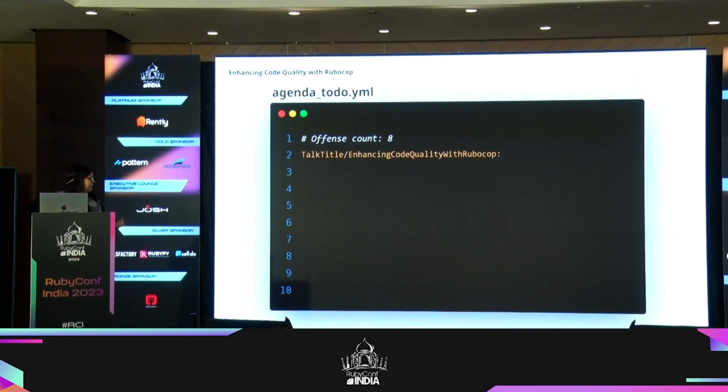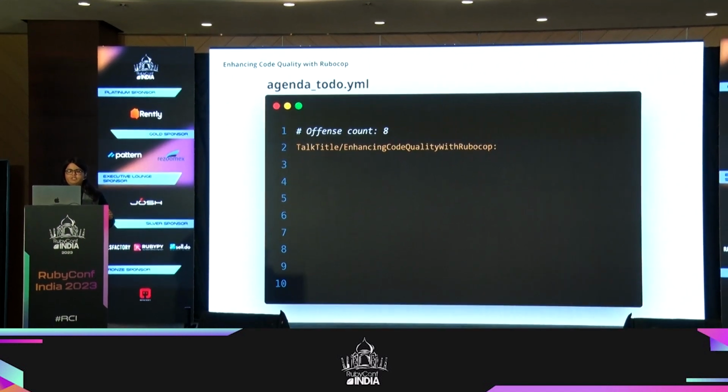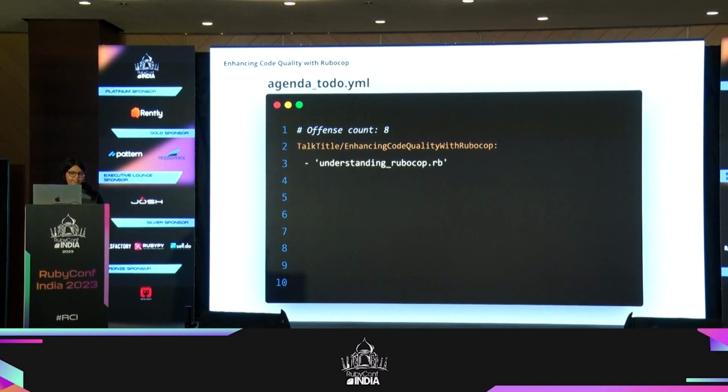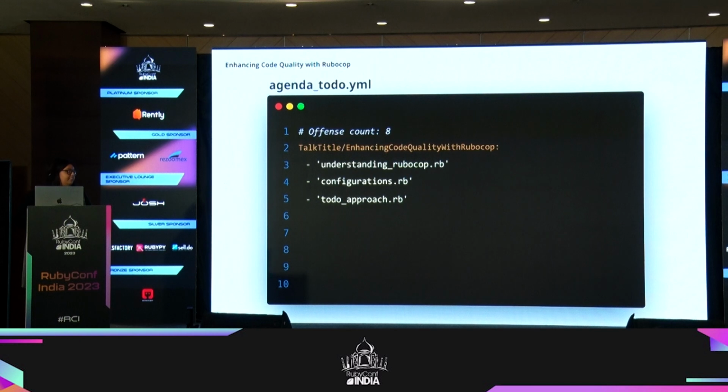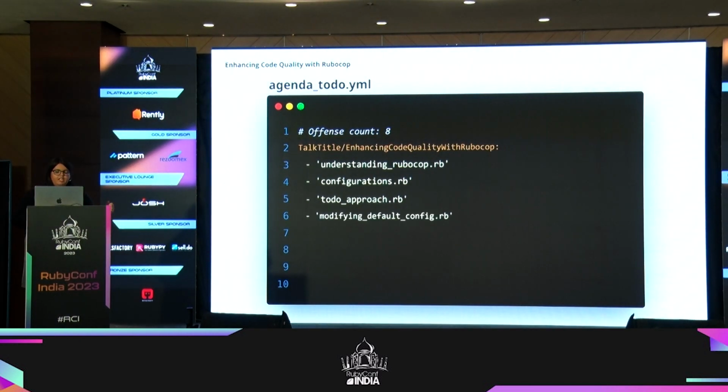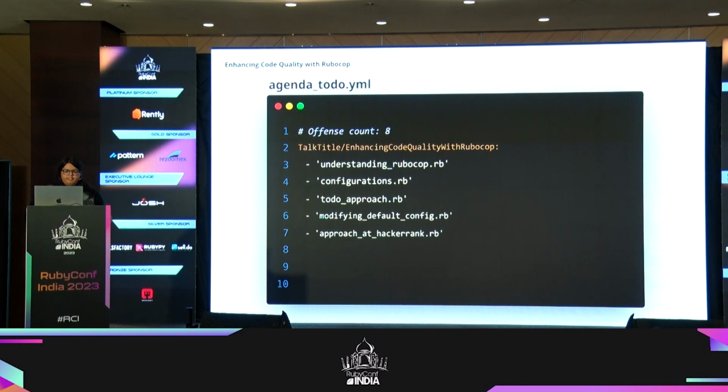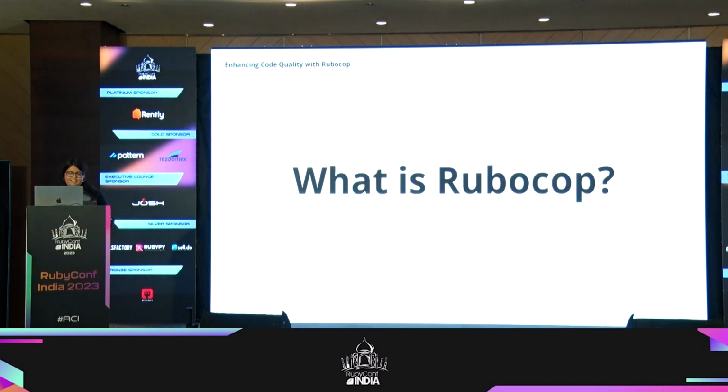So let's get started. I'll just quickly walk you all through the agenda. We'll first start with understanding what Rubocop is, the what and whys of Rubocop. Then take a quick look into the configurations. Then discuss the to-do approach. Then I'll give a demo on how we can modify certain default config of Rubocop. And then I'll talk about the approach that we followed at HackerRank, followed by a discussion on the results that we got, what were some of our learnings, and how we can maintain the standard of our code once we have configured Rubocop.